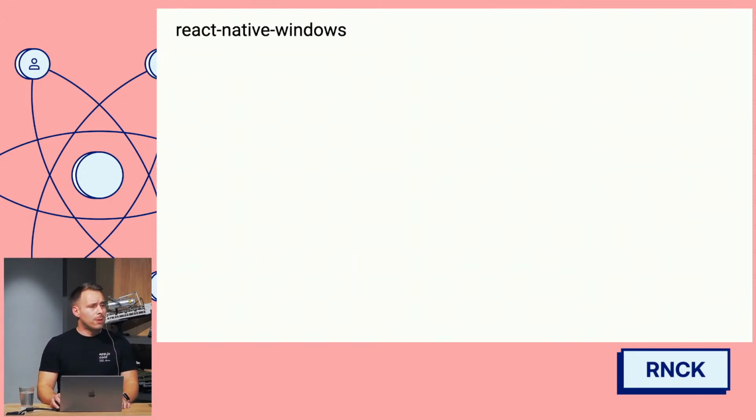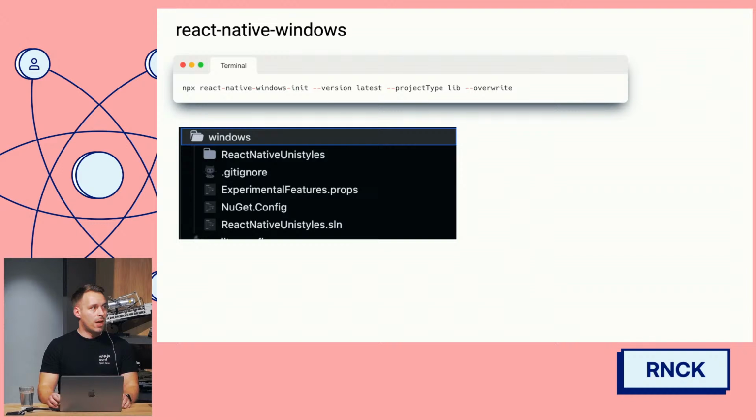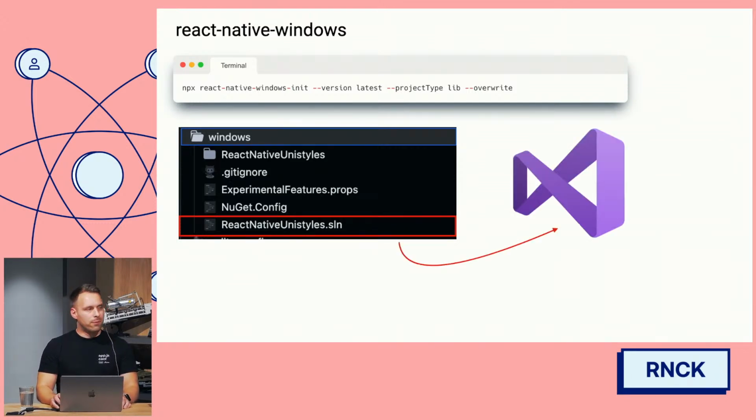What about React Native Windows? Well, that's a different story. You need to start with the React Native Windows init tool to generate your native module. So you don't need to create anything by yourself from scratch. There is a command, and it will generate a Windows folder for you. And the most important part here is the React Native Unistyles solution. A solution is like a project, so you can open it with Visual Studio.